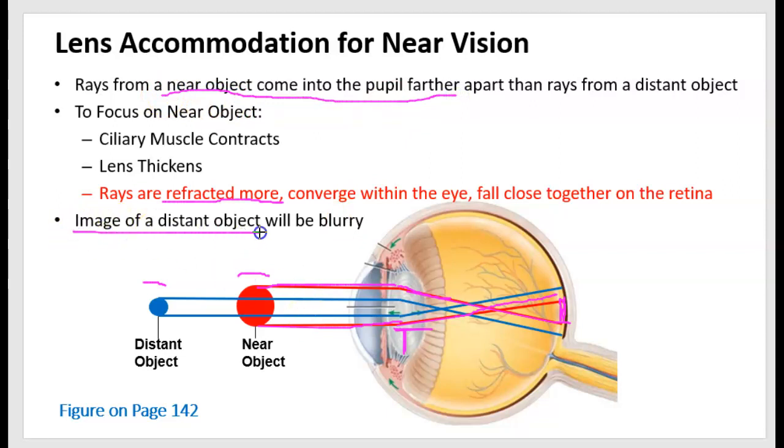The image of the distant object, if you're sort of aware that there's other things out there than just what's right in front of your face, will appear blurry. And notice that the size of the retinal stimulation is much bigger. So you're going to produce a much blurrier image of that distant object.